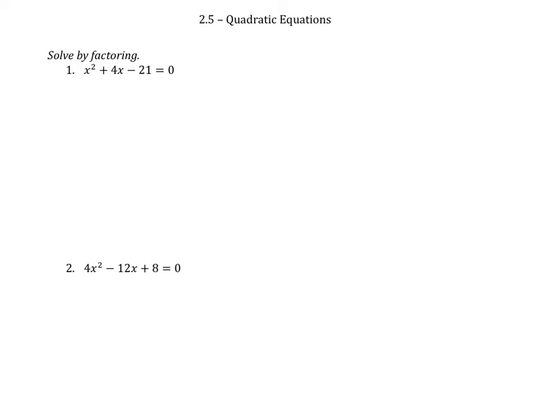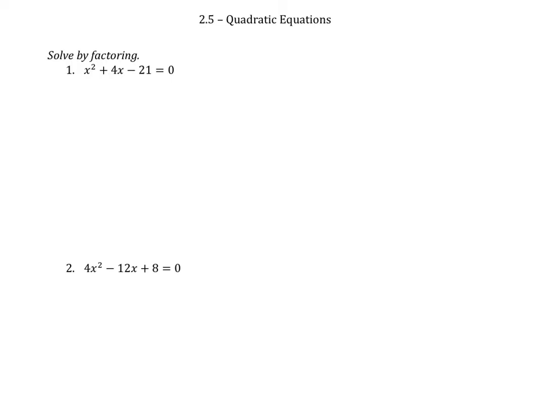First, let me just point out that you know that this is a quadratic because the highest exponent on a variable is a 2. So that is a quadratic equation. If we're going to solve by factoring, that means we want to have everything on the left-hand side set equal to 0. Then we're going to factor. So this is a trinomial.